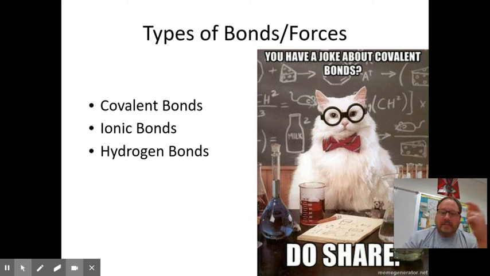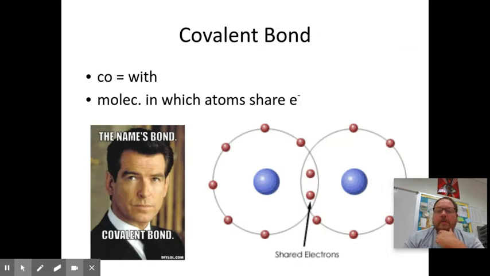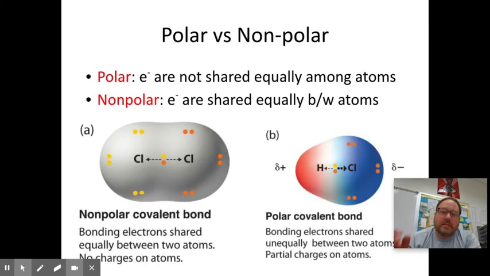covalent bonds, ionic bonds, and then hydrogen bonds. We'll start with covalent bonds. Prefix co means together or with, and in the case of covalent bonds, electrons are being shared between partner atoms, and that is subcategorized as either polar or nonpolar covalent bonds.